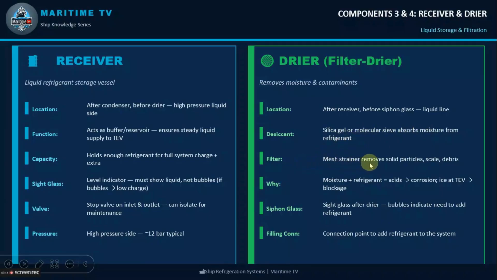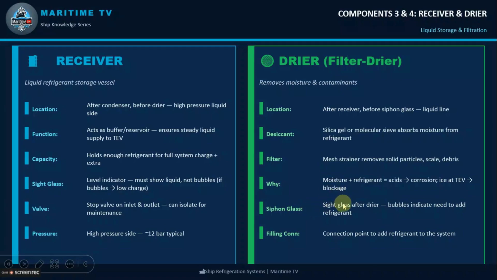It also has a mesh strainer that removes solid particles, scale and debris. Moisture in refrigerant can cause acid, which leads to corrosion. It also causes ice at the thermal expansion valve, which can lead to blockage.